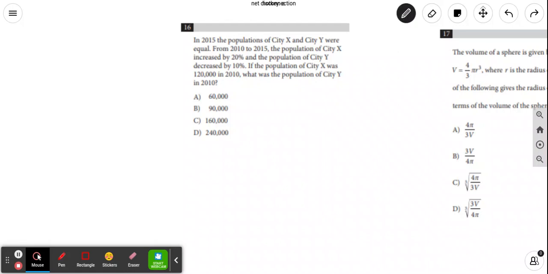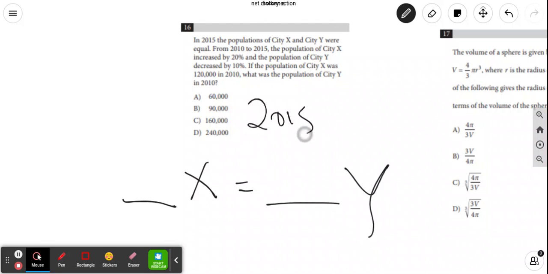With this one, you have to be very careful. When I first tried this problem, I thought it was increasing annually because I didn't read the problem. So you need to make sure you read the problem. You have time on this section, so read the problems. In 2015, the populations from city X and city Y were equal. Okay, so some constant times X equals some constant times Y. And this is in 2015, right?